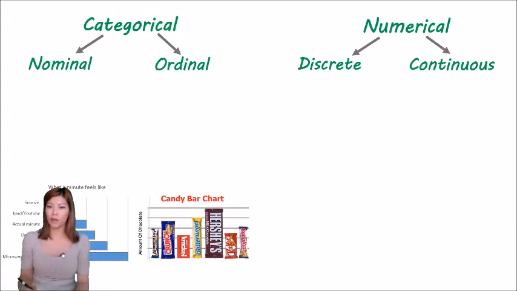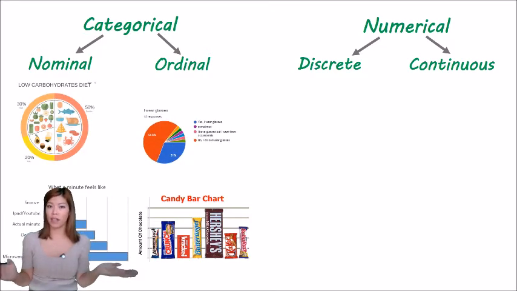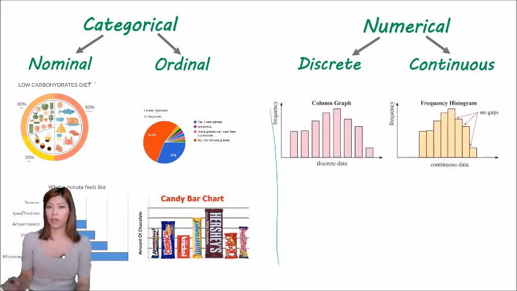In nominal and ordinal, we often use a bar graph because we're just looking at which one is the most. And we can also use a pie chart to have a look at the percentage of each of them. Whereas with numerical data, I should have put a line here, we can use bar graphs, also known as column graphs, or we can use histograms.